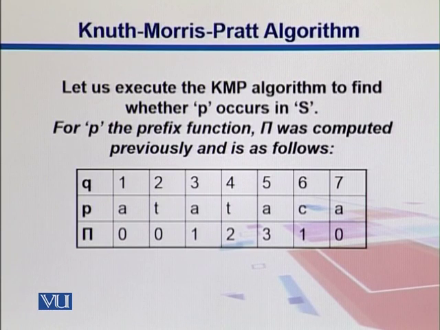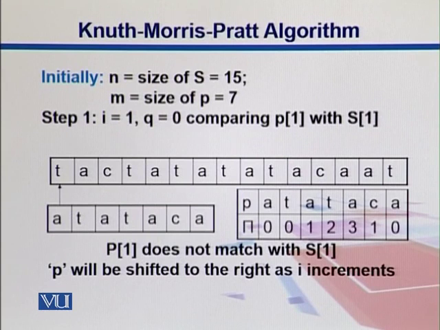Okay guys, so let's understand this KMP algorithm with execution. We have already got this prefix function pi that we computed earlier. All we are interested in here are those values which are underneath those symbols. So pi, for example, for symbol number 1, which was a, the pi was 0, and so on. We initialize n, where we store the size of s, the sequence in which we are looking for the pattern p. m stores the length of p, which is 7.